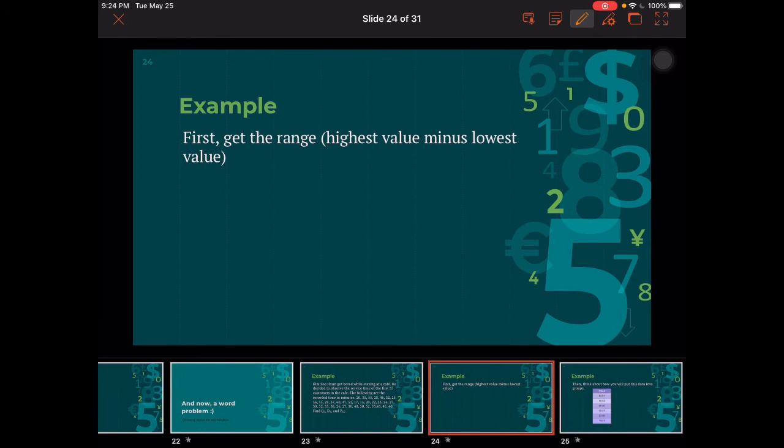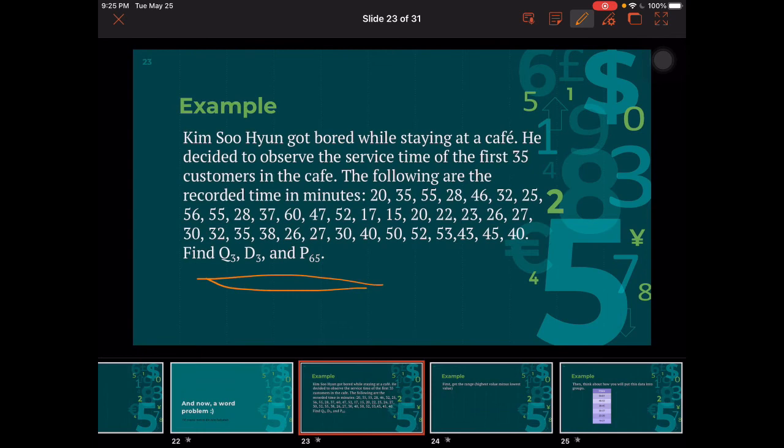Bakit kailangan natin gawin to? Kasi kailangan natin makita kung gaano kalayo yung values ng highest value at ng lowest value. Kasi that would dictate your interval. If hindi naman ganun kalaki yung range mo, then you can opt for the usual 5 interval. Now, if medyo malaki yung ating range, then kailangan nating dagdagan yung class interval natin. Okay? So, I will do this for you para hindi na kayo maduling.